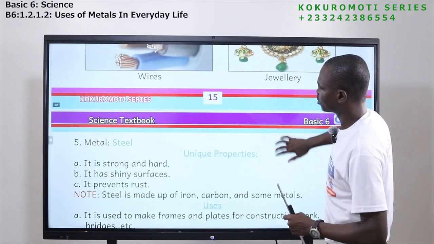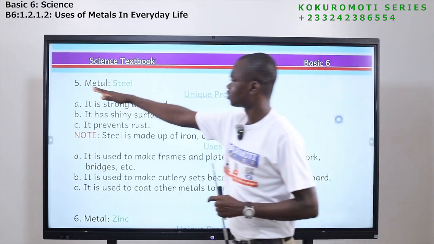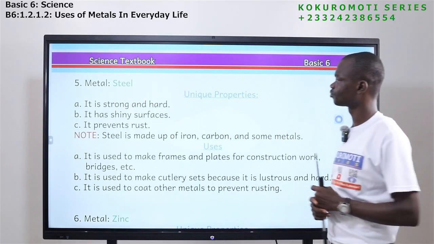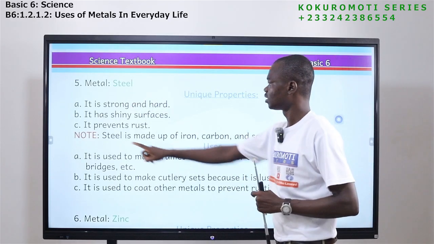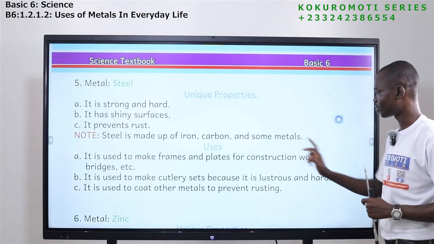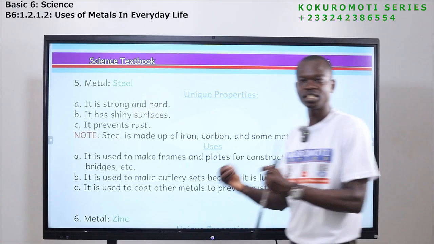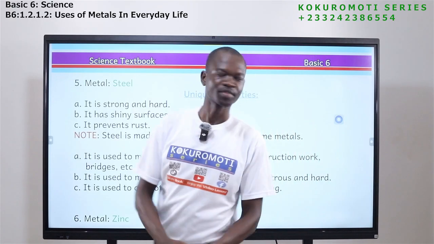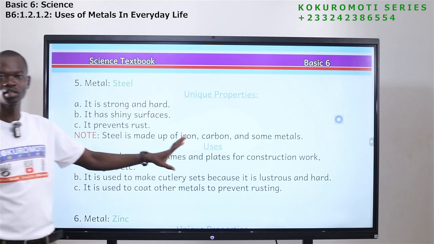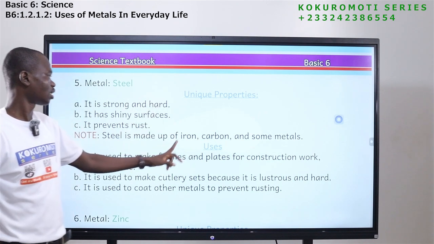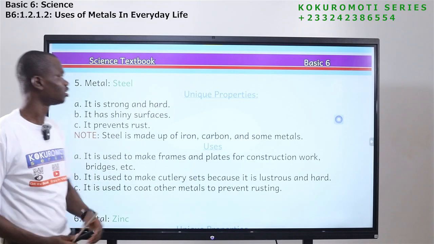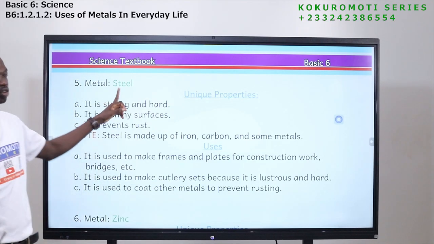Now let's move on to the next metal. That is the fifth metal, steel. Before we look at the unique properties, let's look at this. Steel is made up of iron, carbon, and some other metals. So steel is a combination of different metals. The main components are iron and carbon, and other metals that have been put together. So we put them together to get a metal called steel.